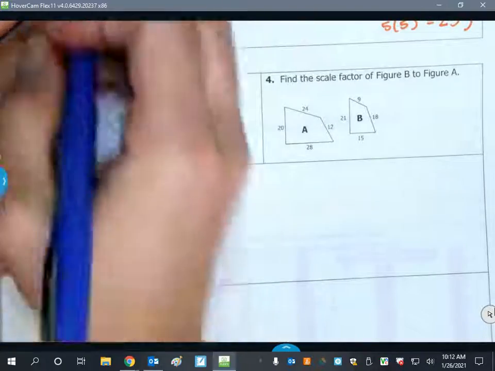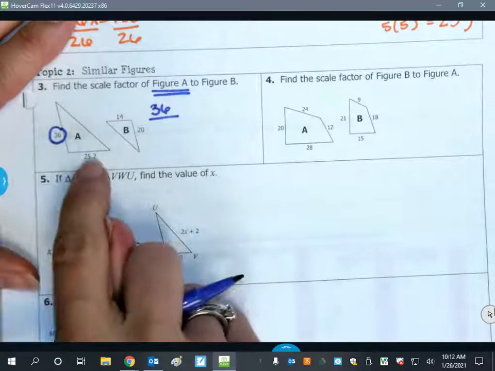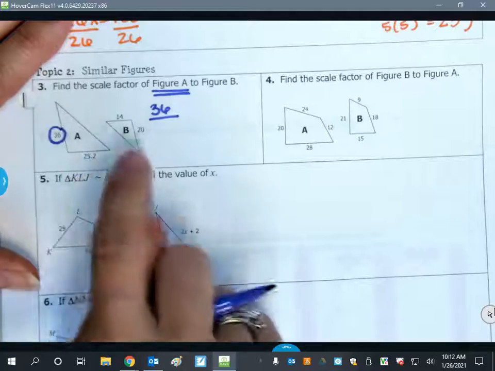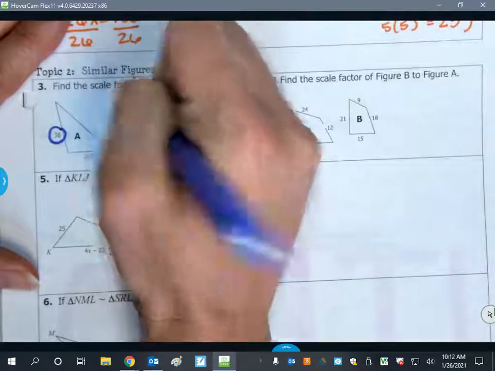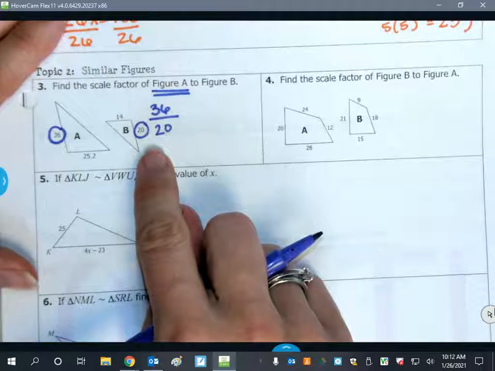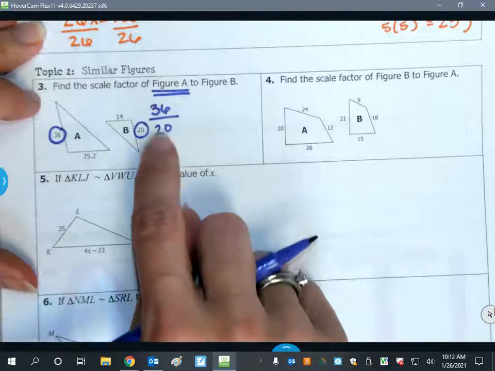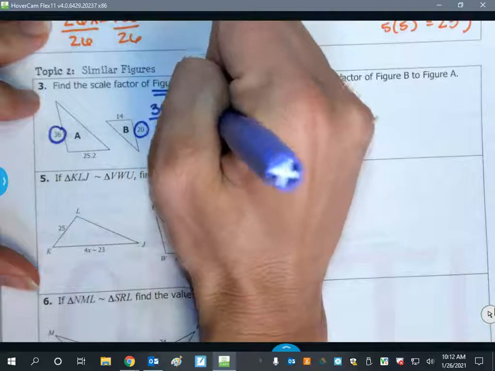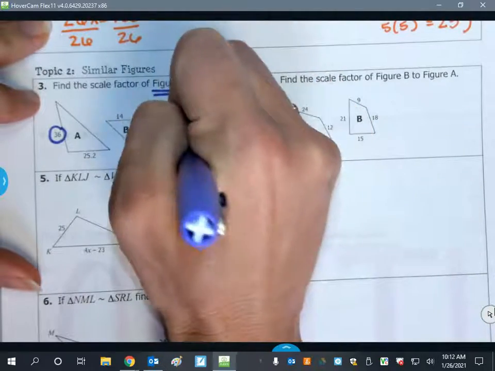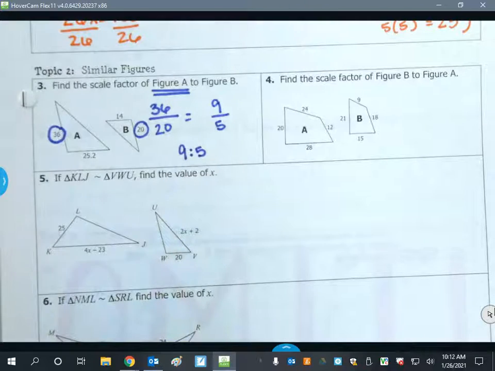So the side 36 is my side in A, 36 over, now 36 is bigger than 25.2, so I'm looking for the bigger side in B, which is 20. So 36 over 20. Now, these ratios simplify. They should be in simplest terms. Both of these are divisible by 4, so my ratio is 9 over 5, or 9 to 5. So hopefully you chose that answer for this ratio.